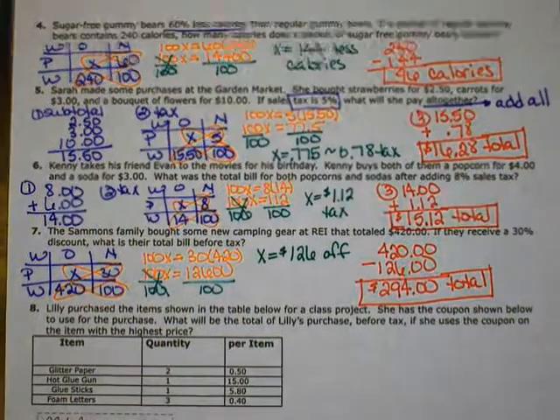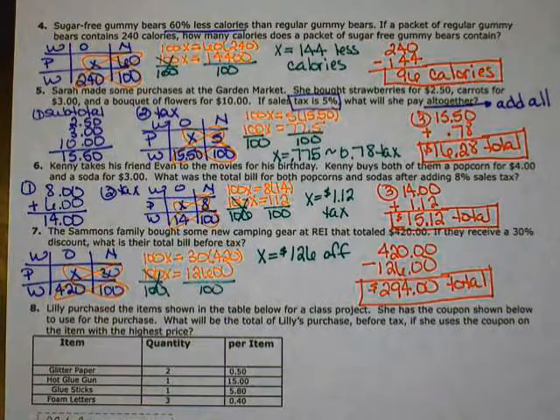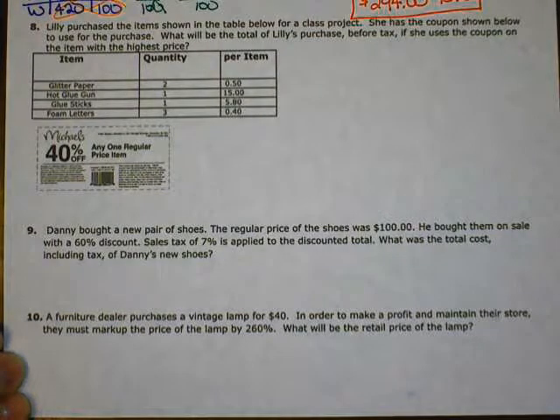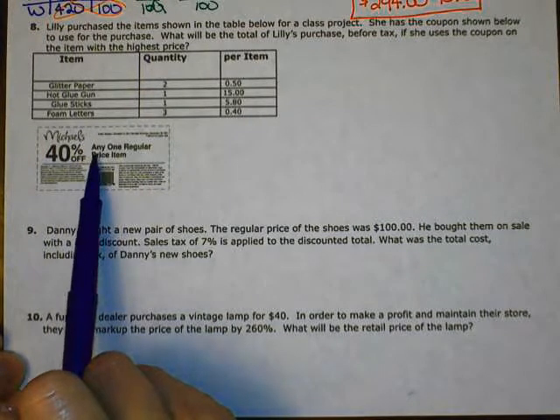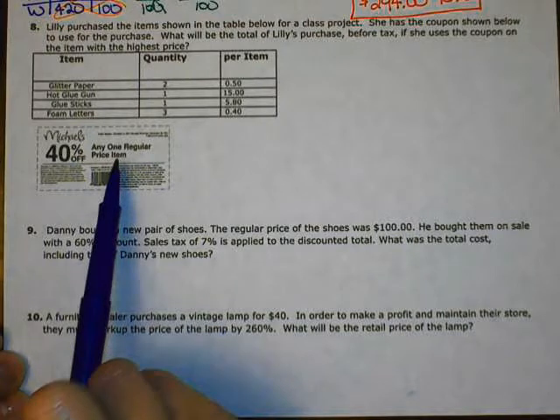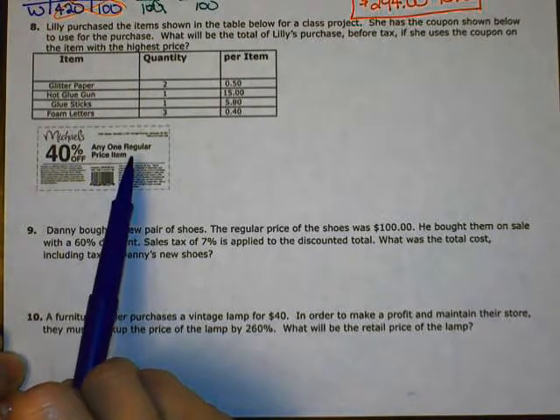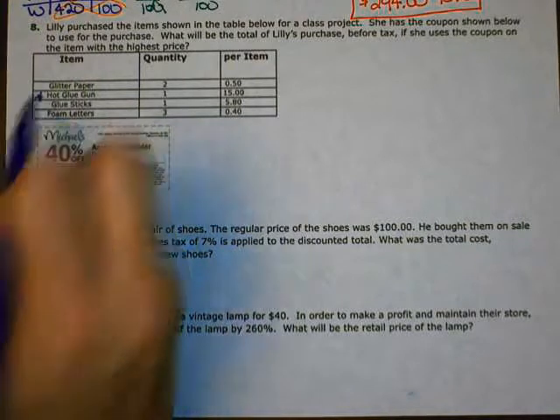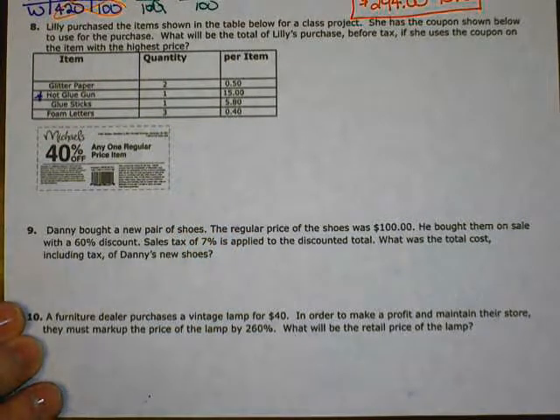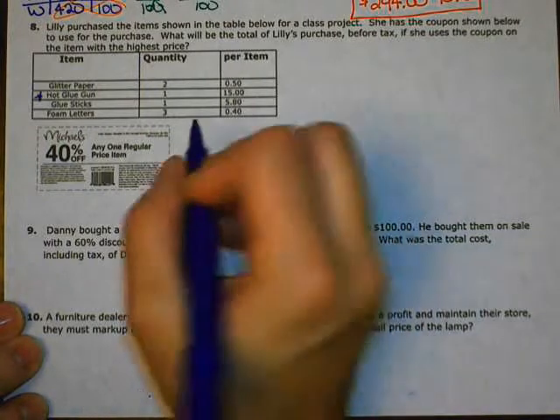Let's look at number 8. Lily purchased the items shown in the table below for a class project. She has the coupon shown below to use for the purchase. What will be the total of Lily's purchase before tax if she uses the coupon on the item with the highest price? If you do notice, the coupon is for 40% off of any one regular priced item. She will be using it for the highest priced item, which happens to be the hot glue gun. We can find this discount first.